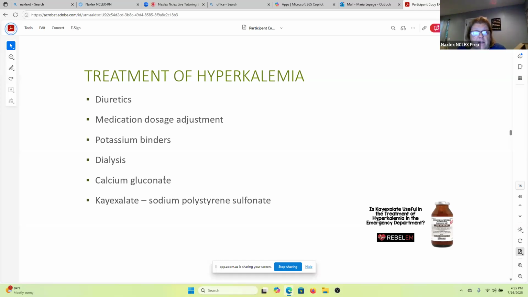Sometimes these patients may need dialysis, and we may give them some calcium gluconate as well.